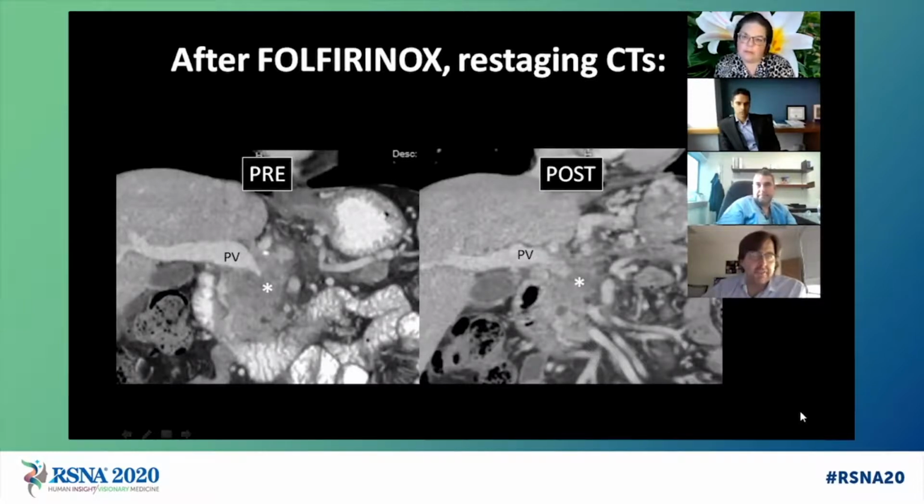So pre-images on the left, post-images on the right, showing quite a pronounced reduction in the size of the tumor in response. In the interval, there's also development of some collateralization, and you can see the gastric collaterals. But this examination showed nice response. There's still soft tissue extending around the celiac trunk, but overall, a good response to therapy. Okay, great.